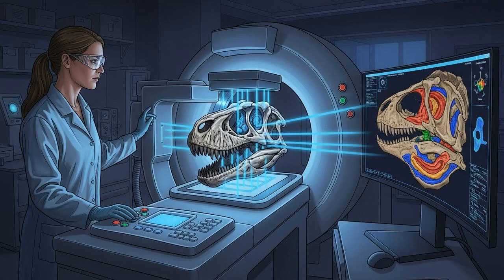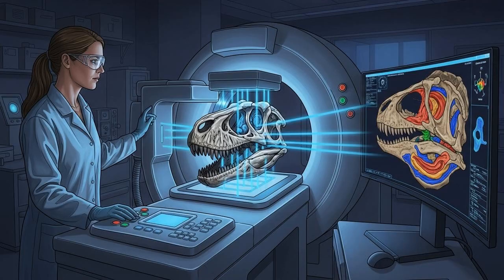So how do these digital detectives work their magic? It all starts with the toolkit. Before any analysis can happen, paleontologists need to turn a physical fossil into a digital one. For centuries, if you wanted to see inside a fossil, you often had to destroy it by slicing it into thin sections. Not anymore.